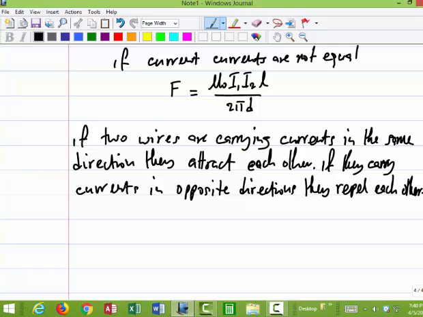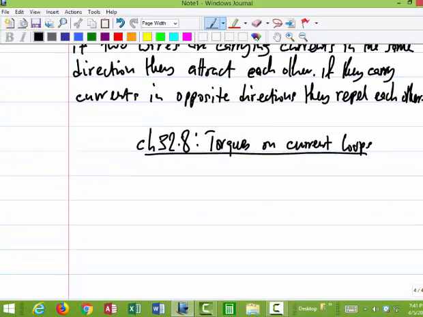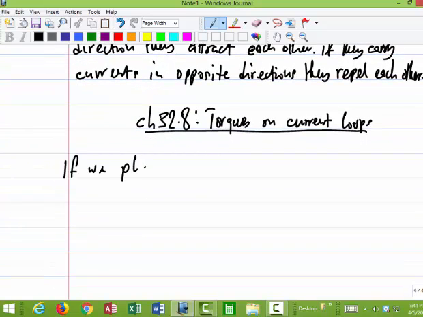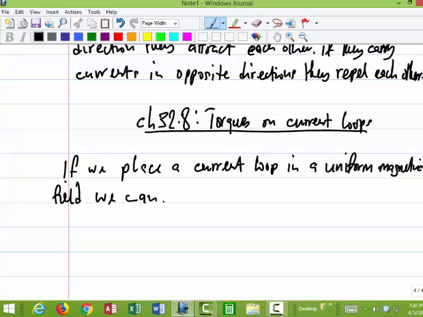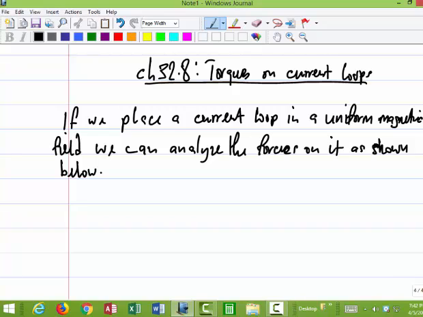And then we can finish with the forces and torques on current carrying loops. So let's finish with that and then we'll be done. Torques on current loops. So if we place a current loop in a uniform magnetic field, we can analyze. So let's say we have a uniform field.